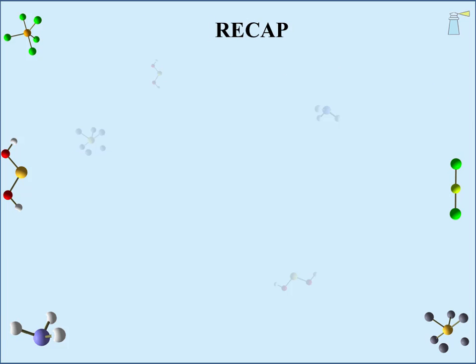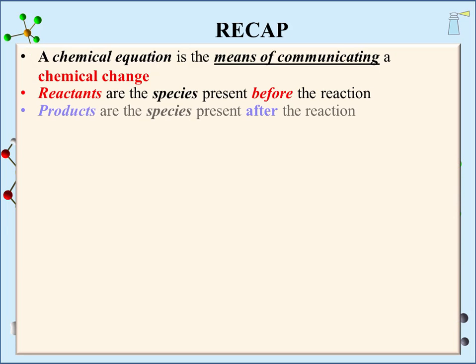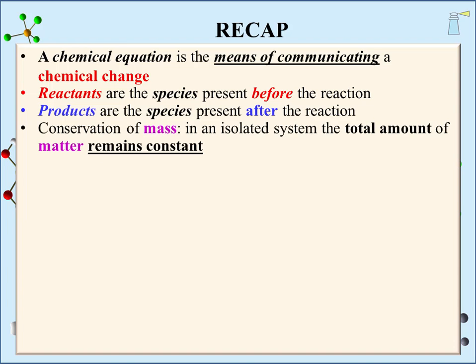Recapping the lecture. A chemical equation is the means of communicating a chemical change. Reactants are the species before the reaction. Products are the species after the reaction. Species is a general term for any chemical. Balancing chemical equations follows the conservation of mass. In an isolated system, the total amount of matter remains constant. There is no set way to balance the chemical equation. Rules are not explanations of how reactions proceed, but they are a helpful guide.